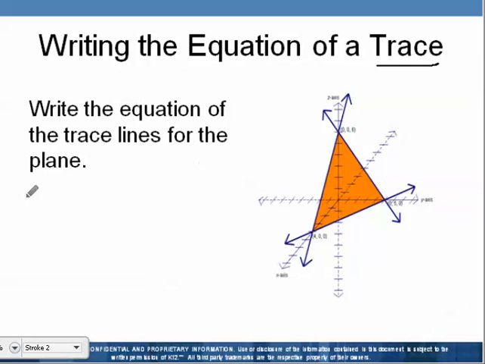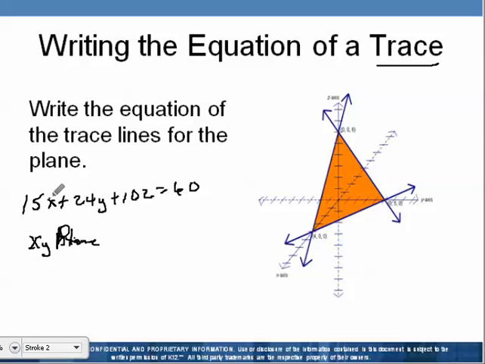So we've got the equation of this plane: 15x plus 24y plus 10z equals 60. We've got the equation for that plane. To find the equation of a trace on the xy plane, the trace is going to have the x term, the y term, but not the z term. So it's going to be 15x plus 24y equals 60.